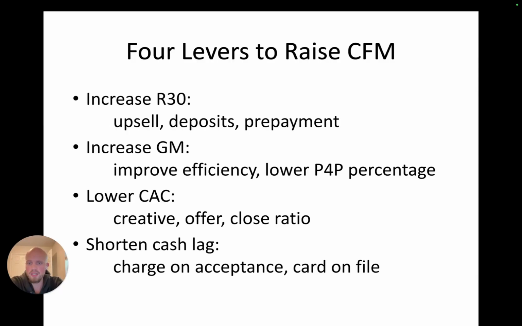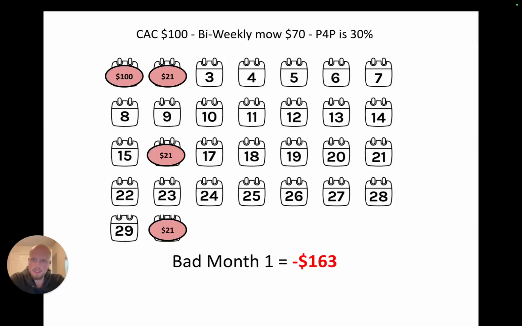Shortening cash lag, so charging on acceptance of things, card on file, don't wait for your money. This is good if you have somebody accepting $1,000 worth of work in the first 30 days, but you don't collect any of that until day 60, because they wait till they get a bill on day 30, and they pay by check, they're slow with it. Like you're 30 days past the month, and then you're finally getting your money.